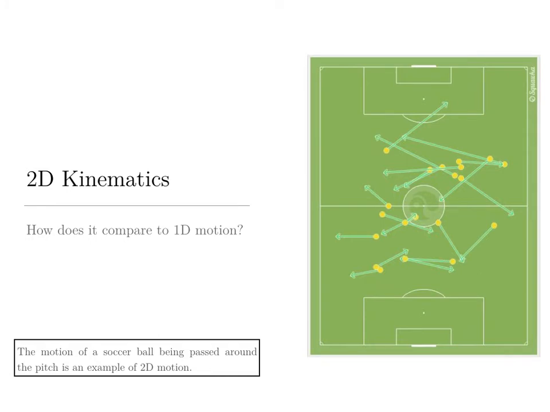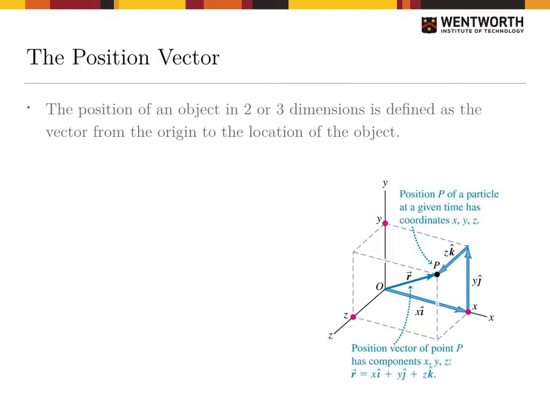Let's start by seeing how motion in 2 dimensions compares to motion in 1 dimension. It turns out it's quite similar. We just have to redefine our kinematic variables slightly. We define position in 2 or 3 dimensions in much the same way as we did in 1 dimension. The position vector points from a reference point, typically the origin, to the location of an object.